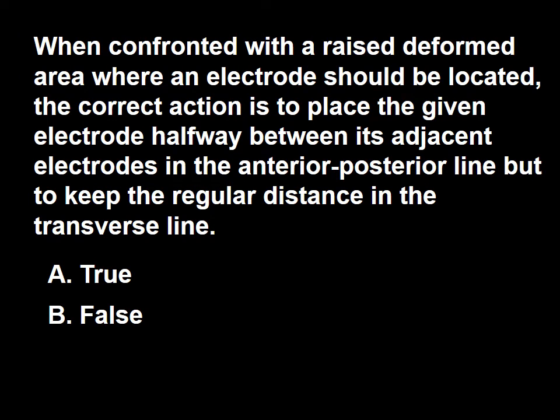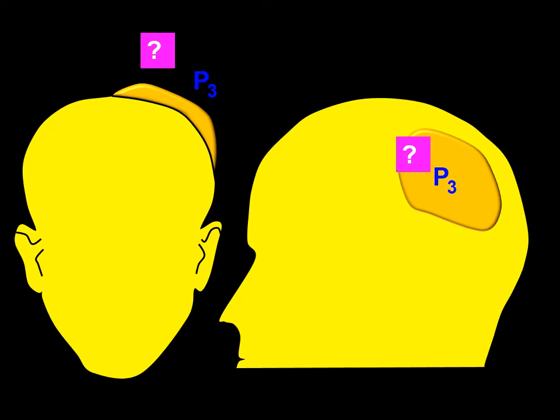The next question is, when confronted with a raised deformed area where an electrode should be located, the correct action is to place the given electrode halfway between its adjacent electrodes in the anterior-posterior line, but to keep the regular distance in the transverse line. A, true. B, false. When confronted with a patient that has a swelling in the scalp area as depicted in this frame, a decision must be made as to where to place P3.